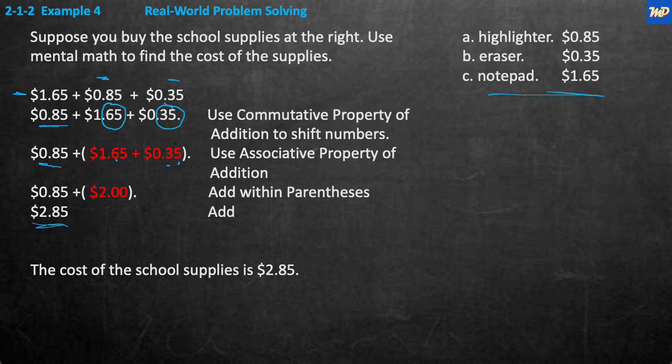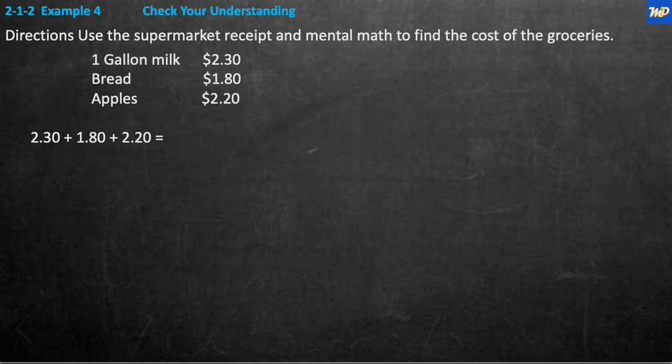And how did we do this? When we moved the numbers around to get these two together in our head, we could see them together in our head, we used the commutative property of addition. We took these addends here and we swapped them, swapped this one from here over to here, and this one from here out to here. And then we used the associative property to group these together and add them, come up with the $2, and we made it $2.85.